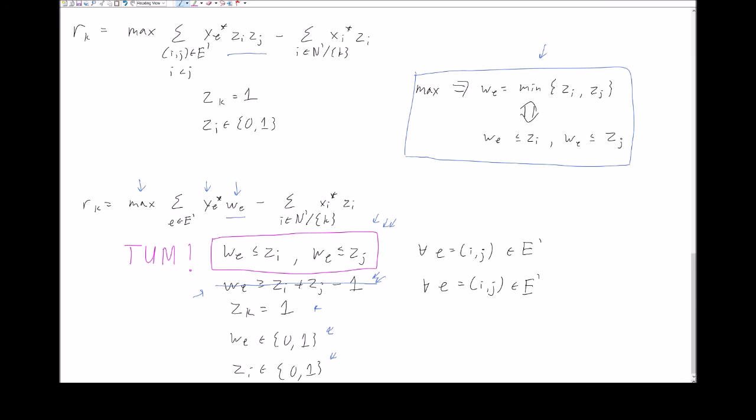Now we have an integer program with a totally unimodular constraint matrix, which happens to be a linear program. And so we can solve the separation problem for a fixed value of k in polynomial time. This allows us to solve this separation problem more generally.